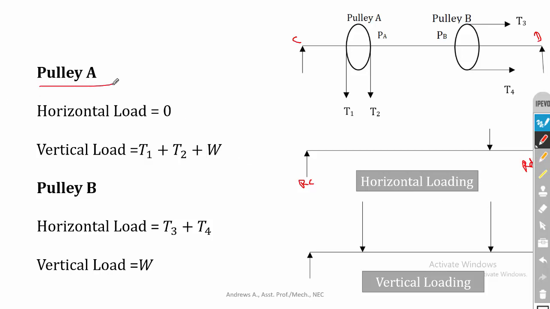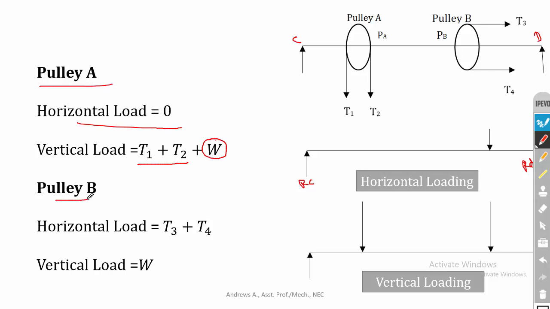So first consider pulley A. There is no horizontal component in pulley A. Since the belt drive is a vertical drive, there is no horizontal component here. So you can take the horizontal load as 0. And for vertical load, you just add the tensions, that is T1 and T2. If the self weight of the pulley is given, then you have to consider the weight also. So in the case of vertical load, it is T1 plus T2 plus W if the weight of the pulley is given. If the weight is not given, then you can neglect this W.